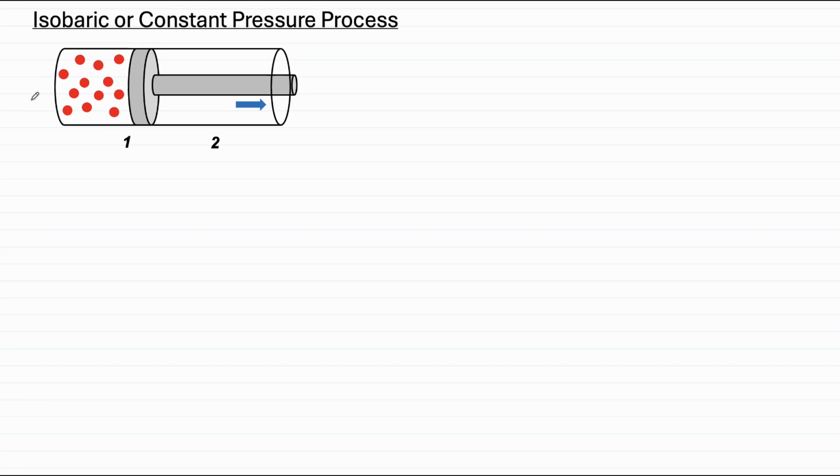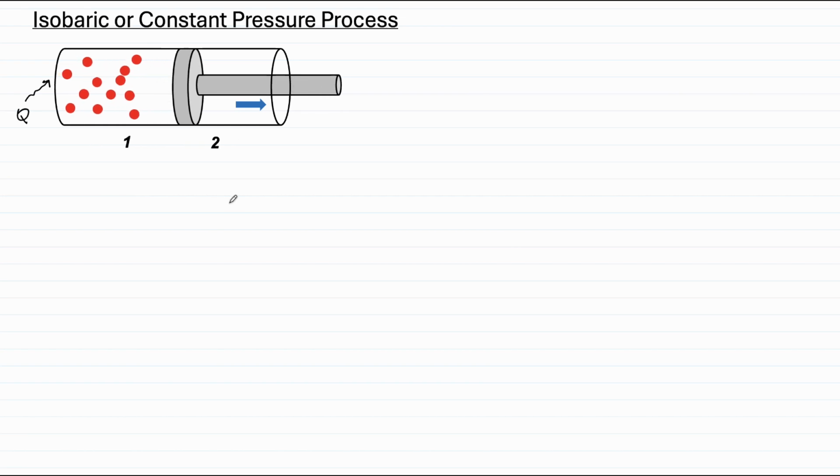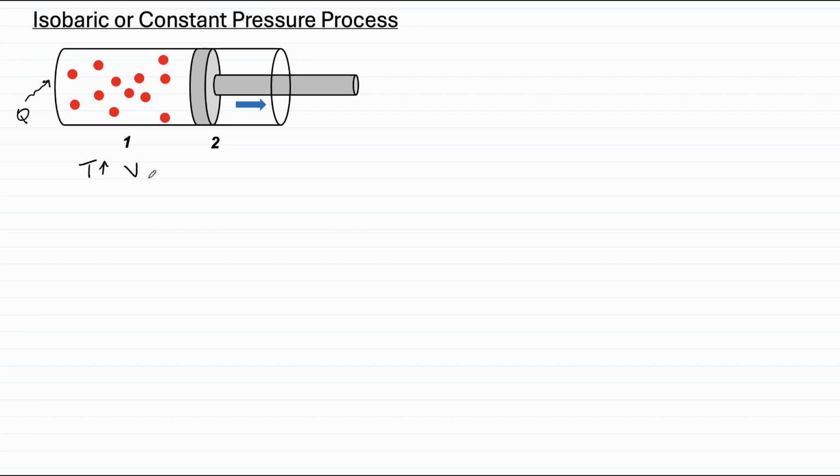In an isobaric process, or a constant pressure process, a gas is heated at constant pressure. Because of this, the temperature of the gas increases and the volume of the gas also increases. So there is a change in temperature and a change in volume. Therefore, this process is going to have work done because of the expansion of the gas. Work is done by the gas as we are heating the gas.